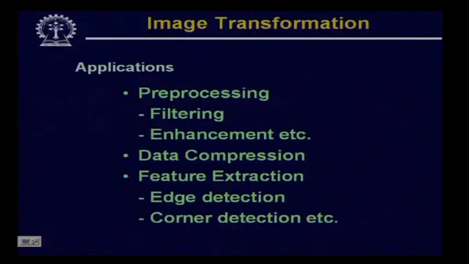Now, we will see in our subsequent lectures that this kind of transformation has a number of very important applications. One of the applications is pre-processing. In case of image pre-processing, if the image contains noise, then you know that contamination of noise gives rise to high frequency components in the image.